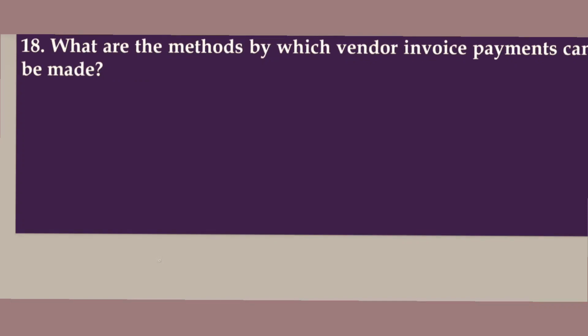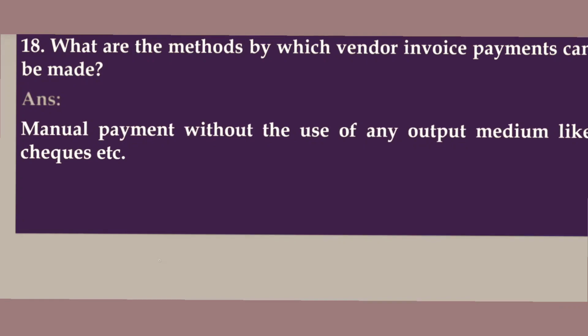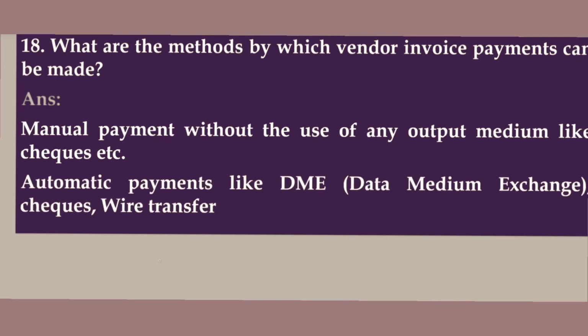What are the methods by which vendor invoice payment can be made? Manual payment without the use of any output medium like checks. Automatic payment like DME, data medium exchange, checks, wire transfers. There are two methods for payment. One is manual payment and second, automatic payment.